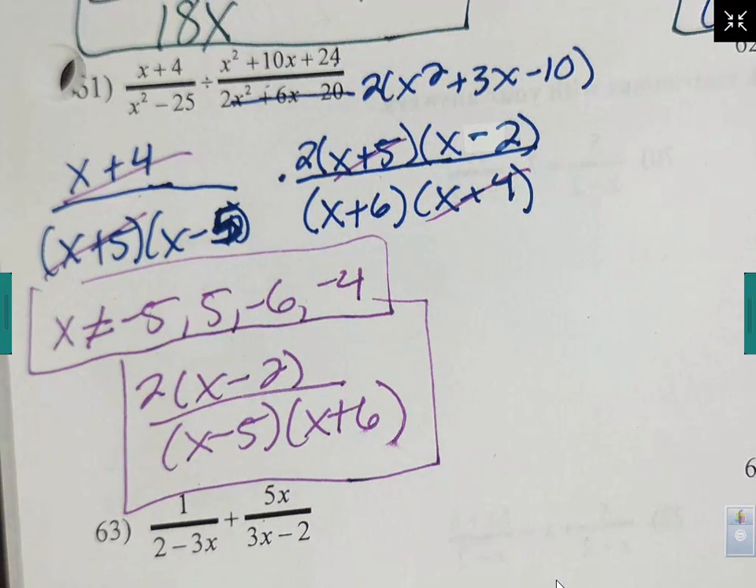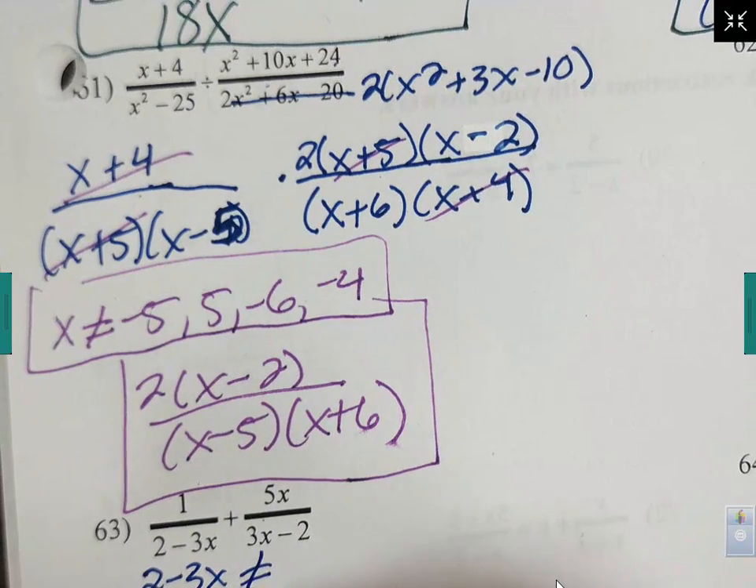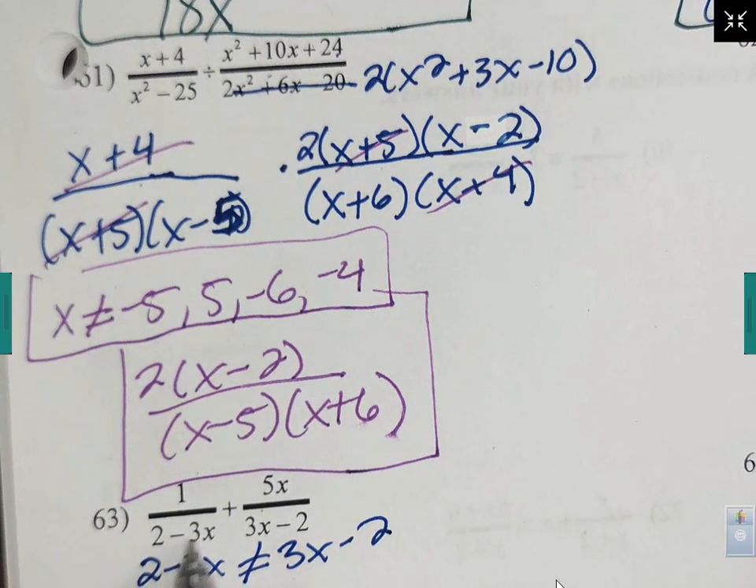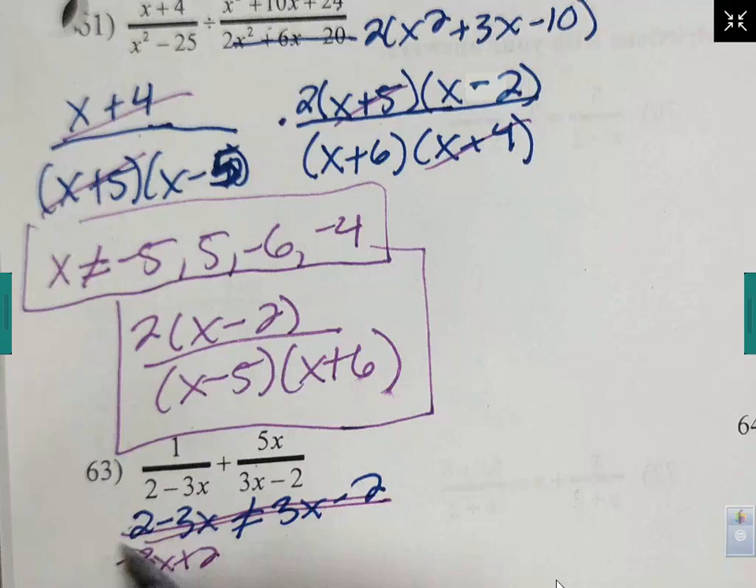63? Okay, on 63, and I'm going to leave this up here and I'll try to write so you can see it. 2 minus 3x is not equal to 3x minus 2, okay? If we wanted to rewrite this 2 minus 3x, how could we rewrite that? With the 3x in front, how would we write that? Right, this is the same as negative 3x plus 2. So this is not true, but this is the same as that, right?